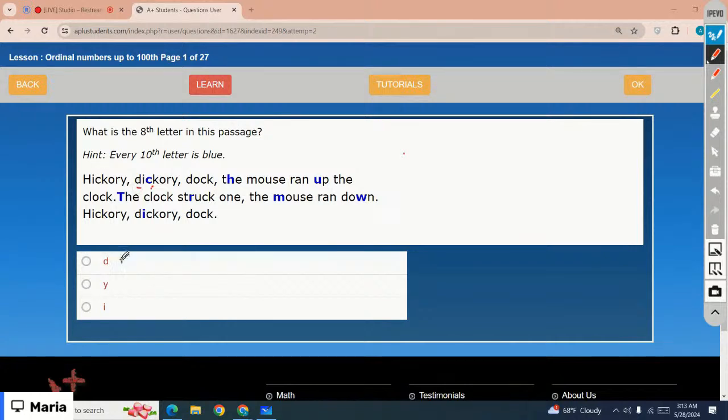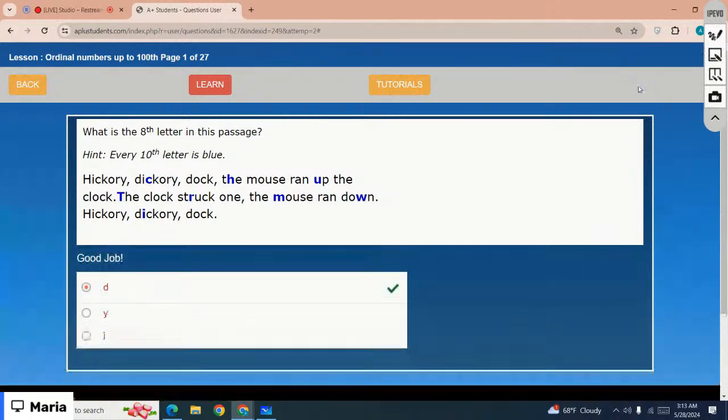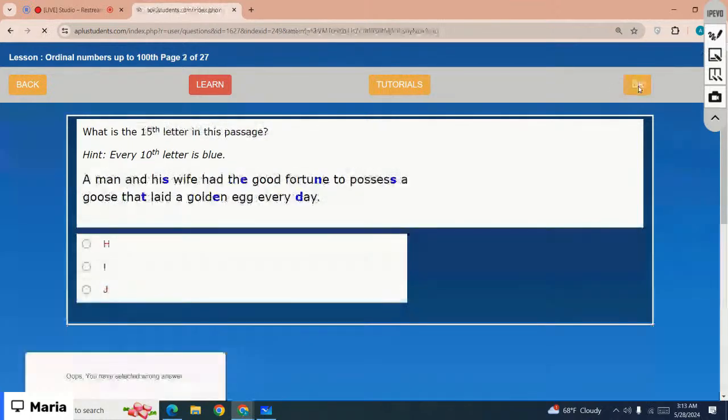The correct option is, can you guys please stop chatting? The correct option is D. If you don't want to do, you can leave. Do not create the mess. Stop chatting, I said.